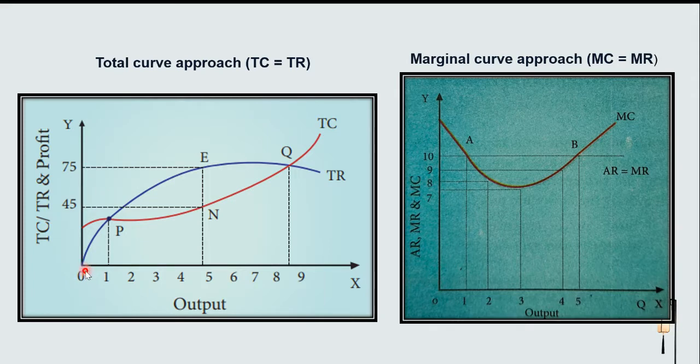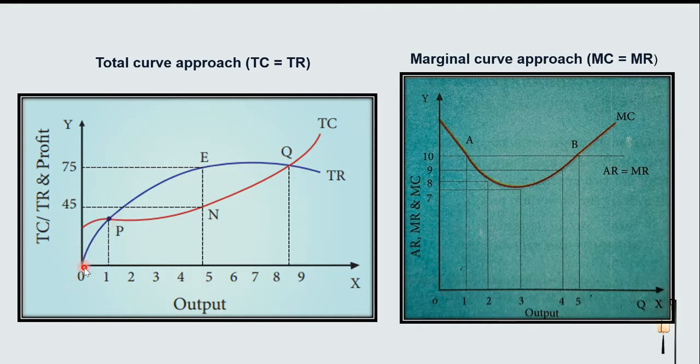Why does it start from the origin? If you don't sell any product, you will not get any revenue. Only when you start selling your commodities, you make revenue. So you should know this. Why does the TR curve start from the origin? Why does the TC curve start from the y-axis?